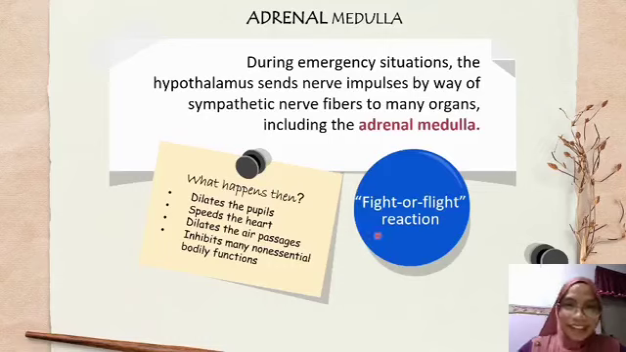Fight or flight response occurs during emergency situations where the hypothalamus sends nerve impulses by way of sympathetic nerve fibers to many organs, including the adrenal medulla. Then, this neurological response to danger quickly dilates the pupils, speeds the heart, dilates the air passages, and inhibits many non-essential bodily functions. Adrenal medulla also secretes hormones, but what are the hormones that adrenal medulla secretes?